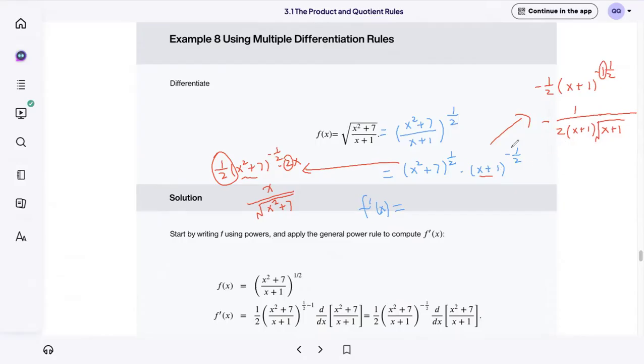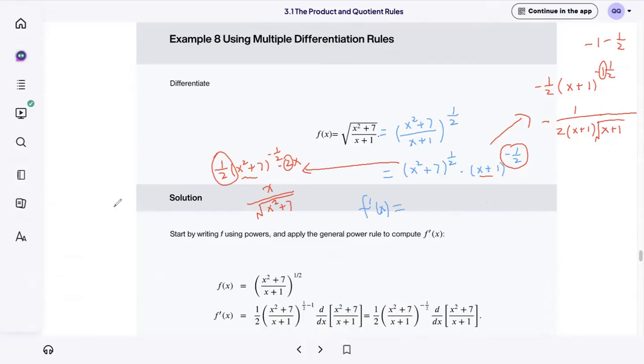So what did I do? I pull this negative half up front and subtract 1 from negative half to get negative 1.5. Negative 1.5 is negative 1 minus half. Then the derivative inside is just 1. So I rewrite. I get negative 1 over, because of the 2 in the denominator, and everything from x plus 1 goes in the denominator. x plus 1 raised to negative 1 goes to the denominator as x plus 1. x plus 1 raised to negative 1/2 goes to the denominator as the square root of x plus 1.